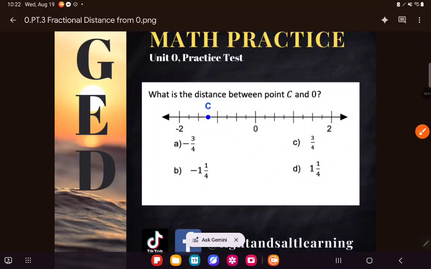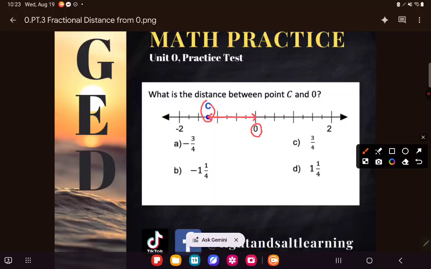Hello GED students, let's take a look at a typical non-calculator section example. It says, what is the distance between point C and 0? A relatively simple question, right? We just have to count how far it is to get from 0 to C on our number line. This distance is what we're measuring.